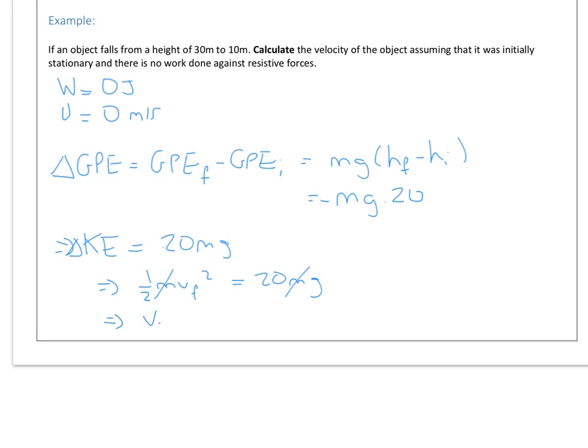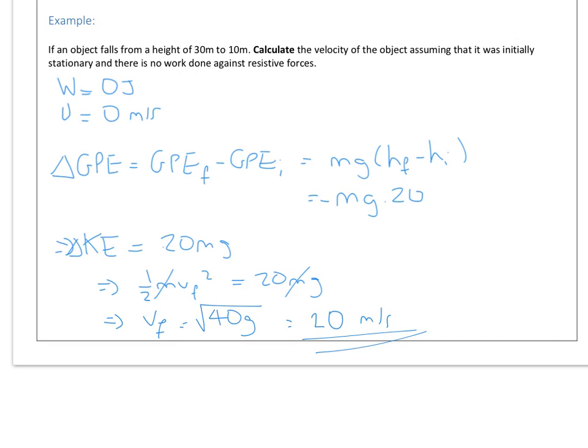So we get the final velocity is going to be, taking the half across, the square root of 40g. So that's the square root of 40 times 9.81. The square root of that answer is 19.8, so it's going to be 20 meters per second, to two significant figures.